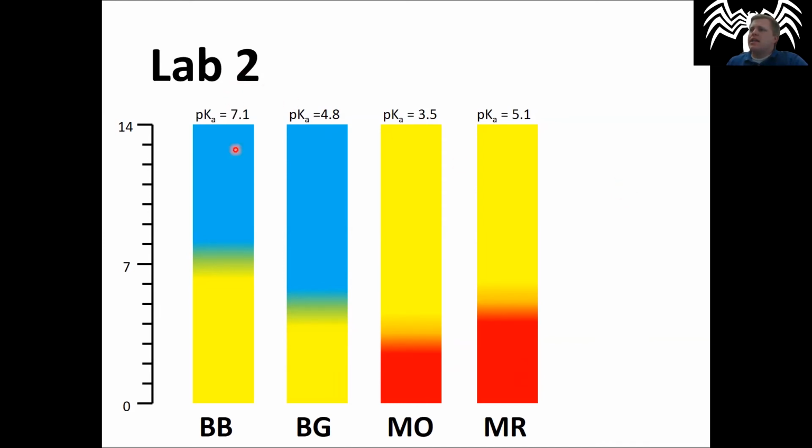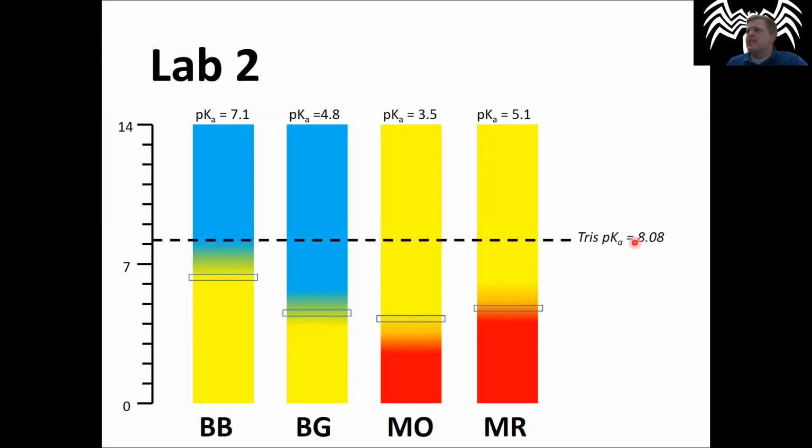But as these guys go down, you actually measure their endpoint at different places. So bromothymol blue, you actually measure its endpoint when it's turned completely yellow. For bromocresol green, you measure its endpoint when it turns green. For methyl orange, when it turns orange, and for methyl red, when it turns red. Now what you can see here, though, these guys, their endpoints are all at different pH values, right?